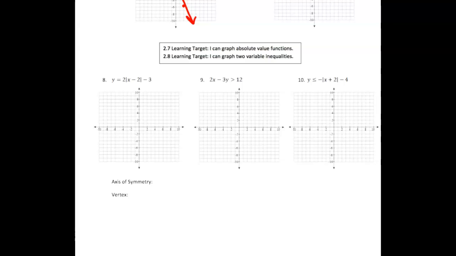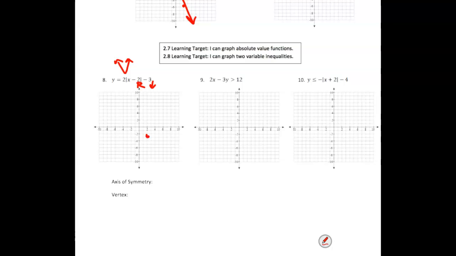Looking at graphing absolute value functions and inequalities. Where does my vertex shift to? Remember, absolute value graphs should look like a V, correct? Normally, we start with the vertex at the origin, but where are we shifting it to? Right 2 and down 3. Okay, so my vertex is going to be there.